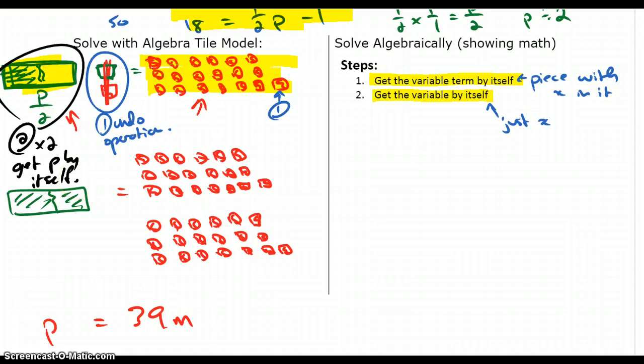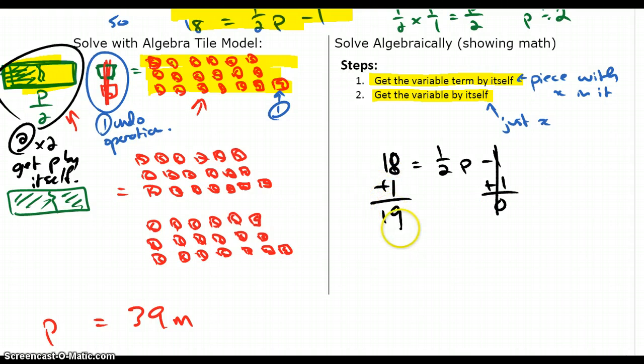So algebraically here, we'll show exactly what that could look like. And I'm going to write it the other way, just because we could go either way, and this is the way I built my equation up at the top. So the first step with our equation algebraically is to add 1 so we can cancel that 1. If we add 1 to the right, we have to add 1 to the left, which makes 19. And now I'm going to rewrite what I have. I have 19, and it's now equal to 1/2 of p.